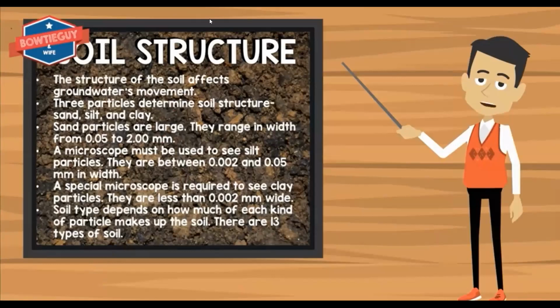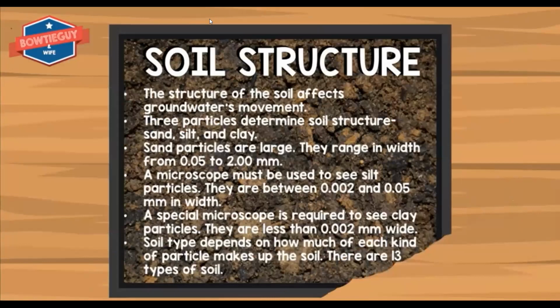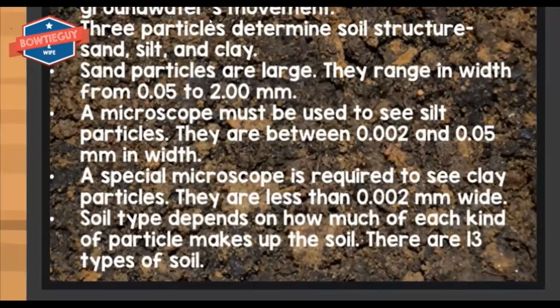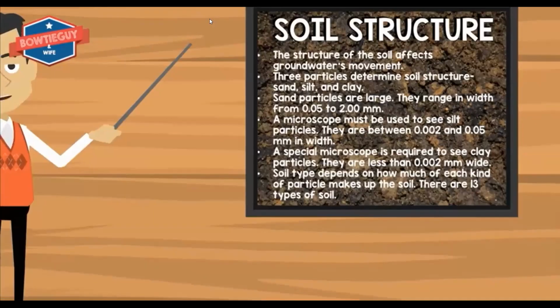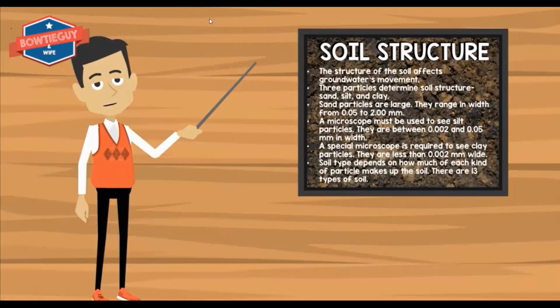Silt particles are between 2/1000ths and 5/100ths of a millimeter in width. A special microscope is required to see clay particles. They are less than 2/1000th of a millimeter wide. Soil type depends on how much of each kind of particle makes up the soil. There are 13 different kinds of soil.